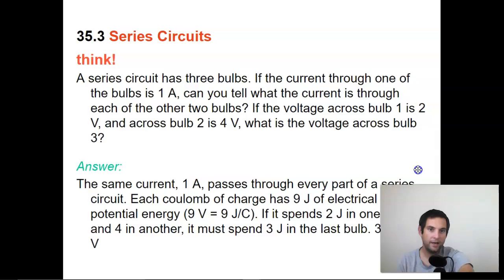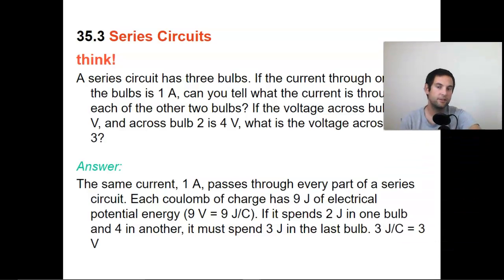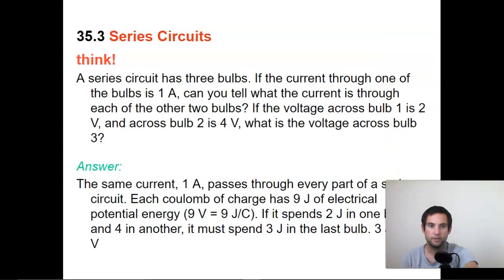The same current, 1 amp, is going to pass through every part of the series circuit. Each coulomb of charge has 9 joules of electric potential energy. 9 volts equals 9 joules per coulomb. The definition of a volt is just joules of energy per charge. If it spends 2 joules in one bulb and 4 in another, it's got to spend 3 joules in the last bulb. 3 joules per coulomb equals 3 volts.